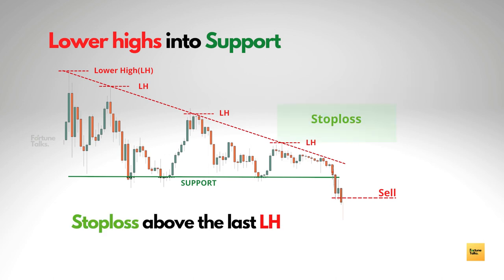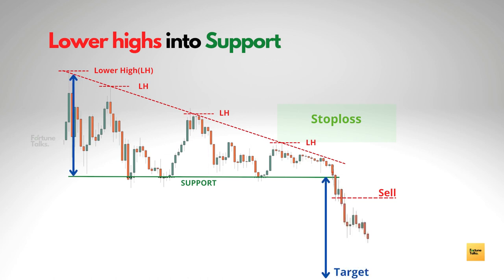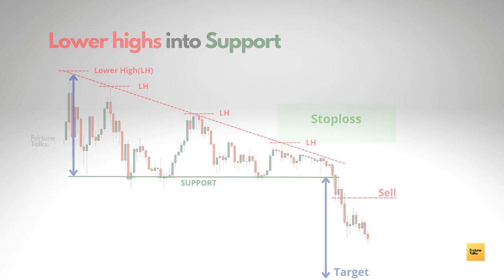The stop loss can be kept above the last lower high into the support, or it can be 2 times the average true range value above the support level. And finally, talking about the targets, in this case, target should be the next support level, or it should be equal to the length between the first lower high level and the support level projected below the support level.